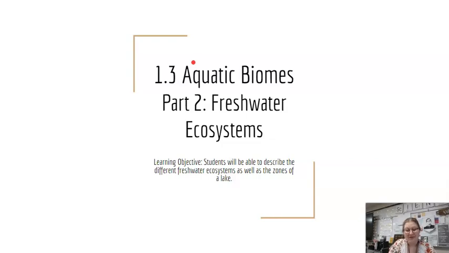All right, welcome to the second part of lesson 3 for unit 1. We are still talking about aquatic biomes, but this is part 2. We're going to focus on freshwater ecosystems. So the learning objective is that you'll be able to describe the different freshwater ecosystems as well as the zones of a lake.